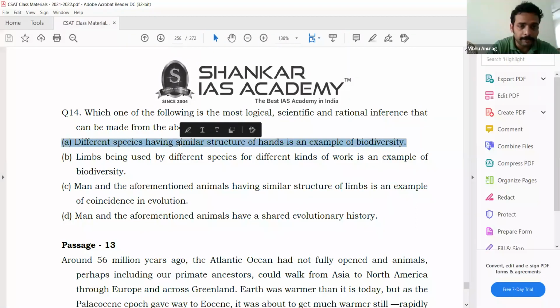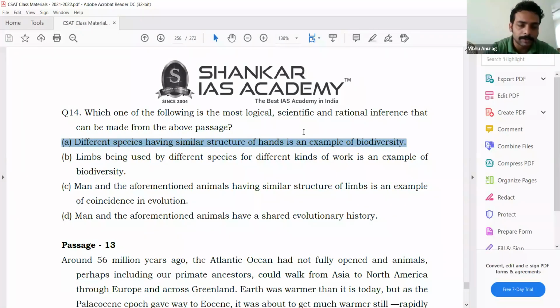Option A, different living species have similar structure, having similar structure of hands is an example of biodiversity. He's not highlighting biodiversity here. He's just saying that there is a similarity in the construction of their hand. So this is not indicating towards biodiversity in any way.